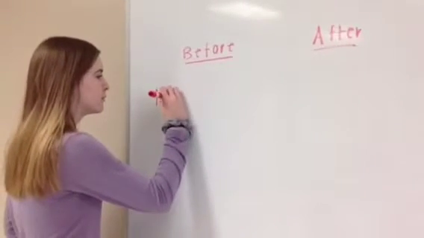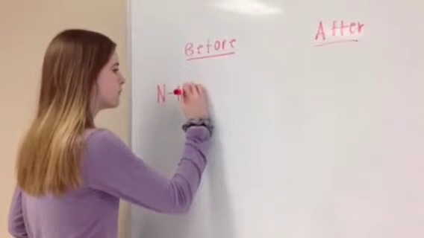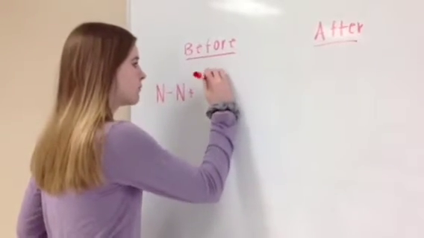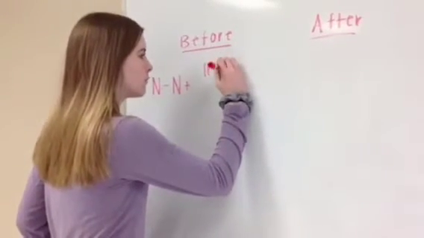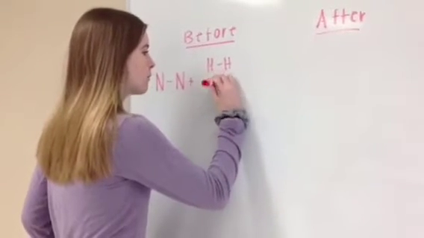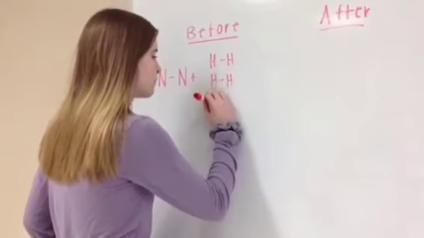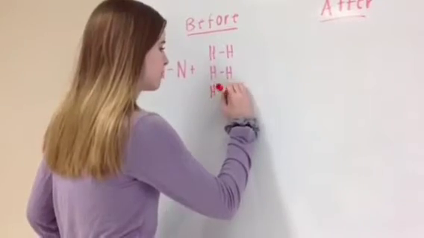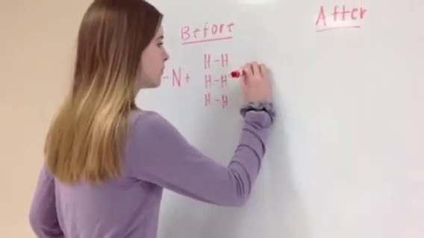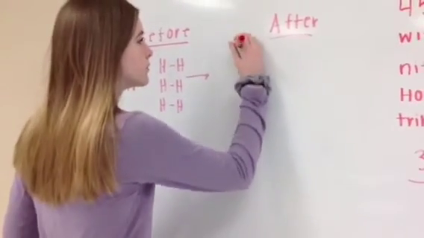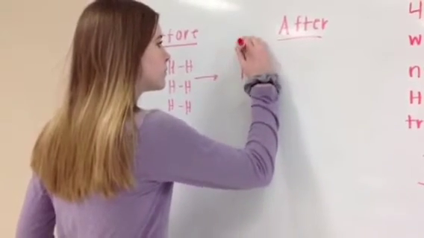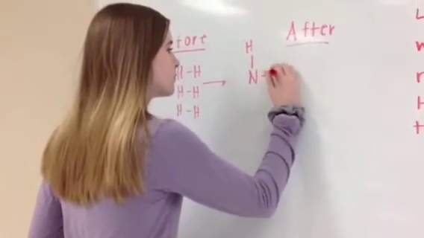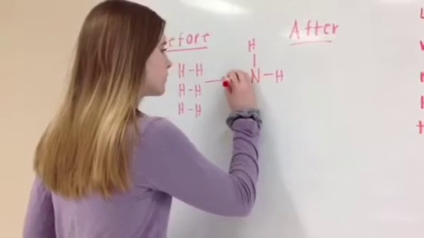For our particle diagrams, we'll have 2 nitrogens bonding together with 3 sets of 2 hydrogens bonding together. This will produce 2 sets of 1 nitrogen bonding with 3 hydrogens.